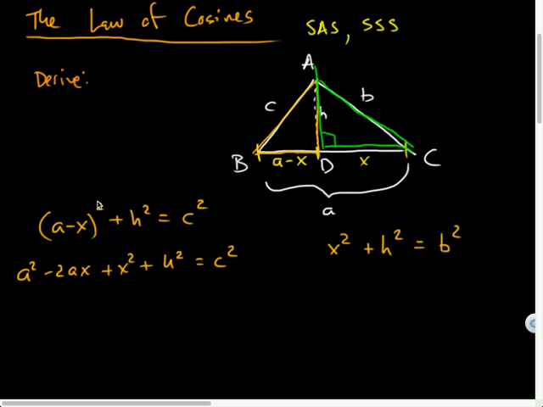A square of a binomial isn't often a common place where that would occur. So guys, check this out. Where do I also see x squared plus h squared?